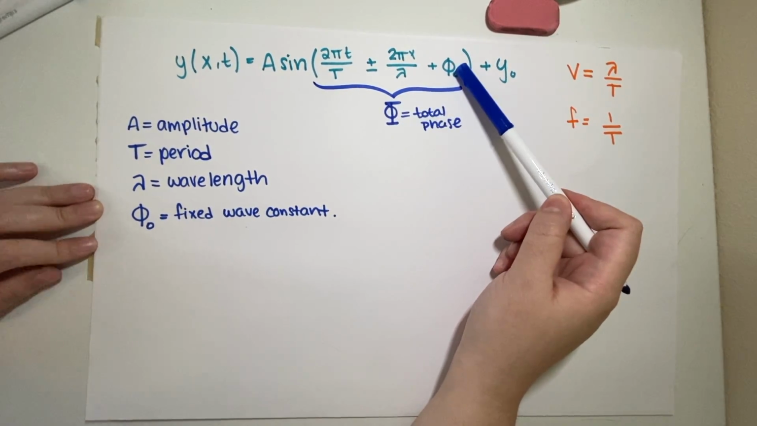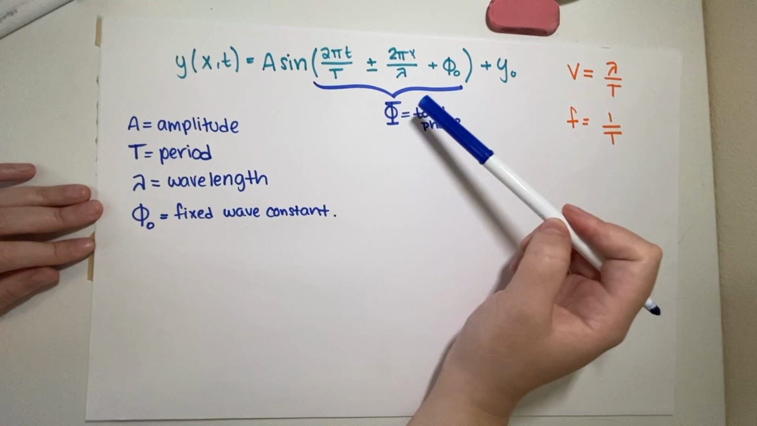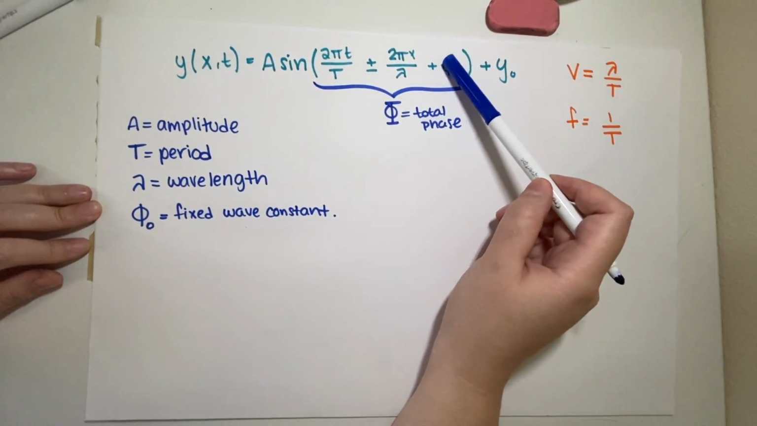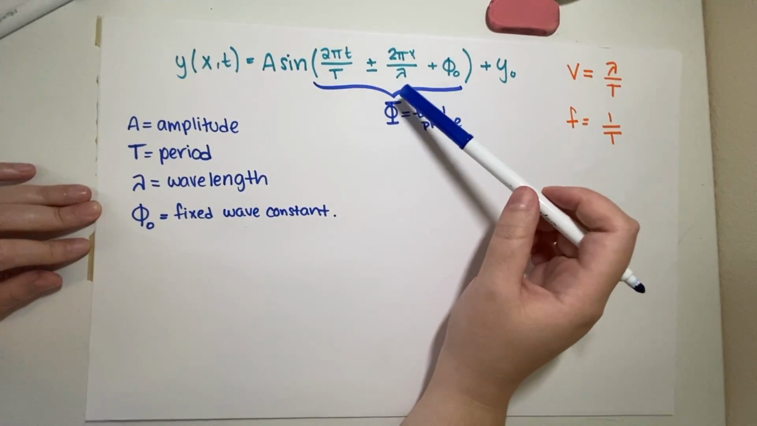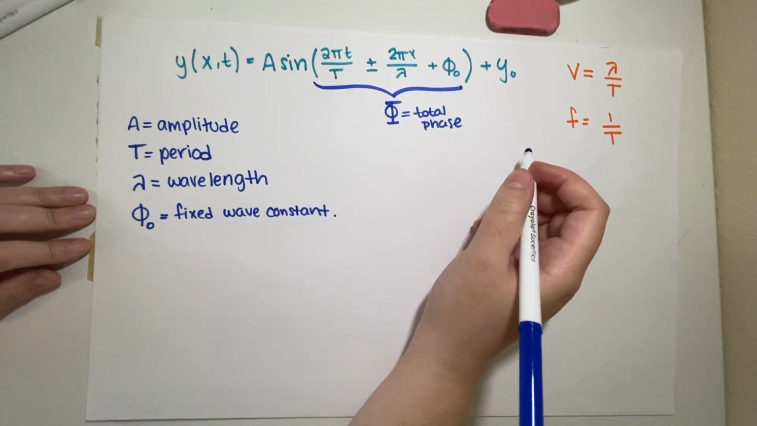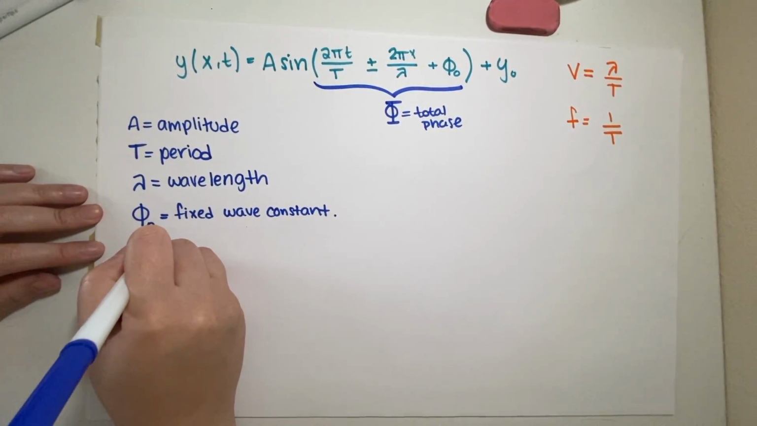They are two different things. They are related, of course, because if you add this plus this plus this, then you get the total phase. But there's a reason why sometimes we write the fixed wave constant with a little naught, a little zero, and then the total phase we do with a capital letter over here. And then we have the equilibrium position.